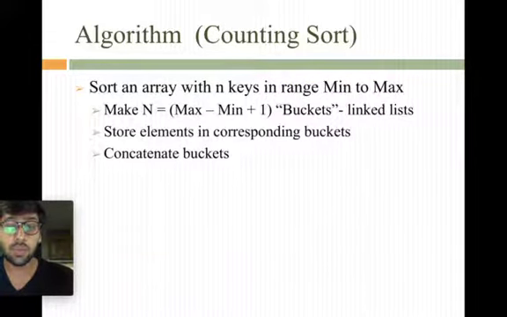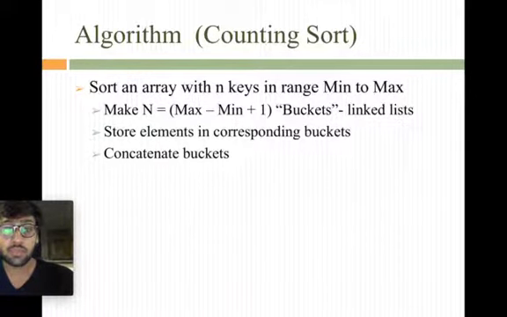Now, one type of bucket sort, or a slightly different method that will be used in Radix sort, is the counting sort algorithm. Suppose we have an array with n keys and the range of values is from min to max. I'll make one separate bucket for each value in the range from minimum to maximum. That gives me max minus min plus 1 buckets, and for each bucket I'll maintain a linked list of all the elements that fall into that bucket. Only if two elements are equal will they fall into the same bucket.